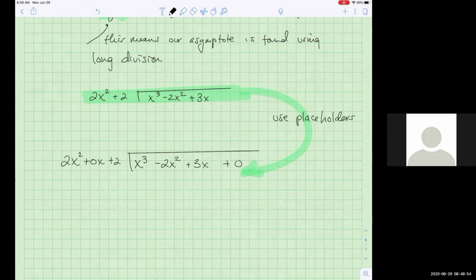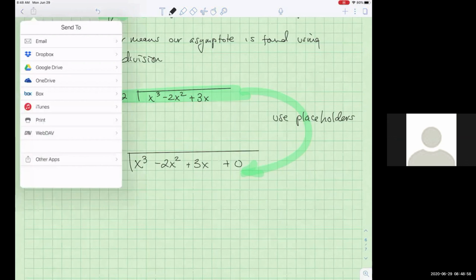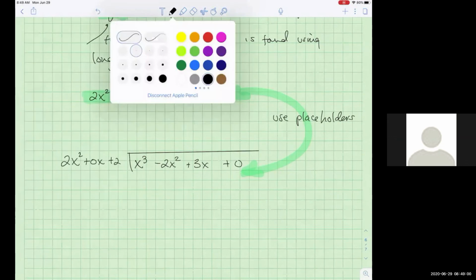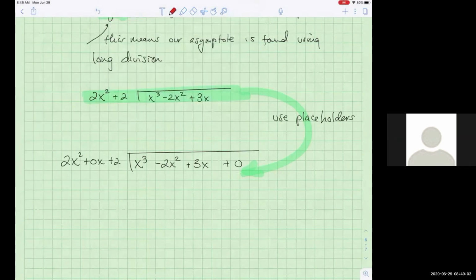It's not linear. It's not x minus c. So here we go, really quick. Let's review some of that. Putting it all together. 2x squared times what is equal to x cubed? That's going to be a 1/2 x.